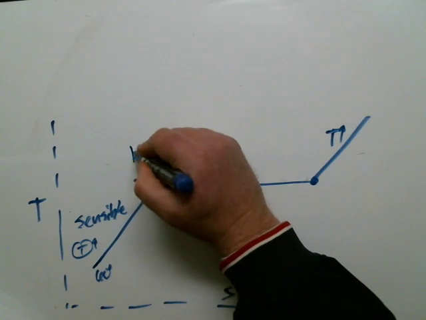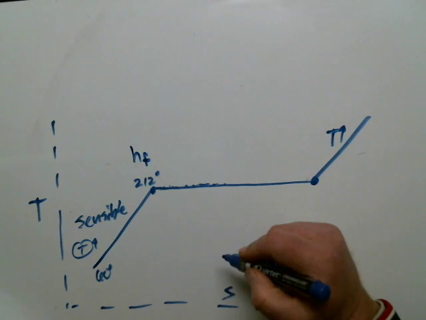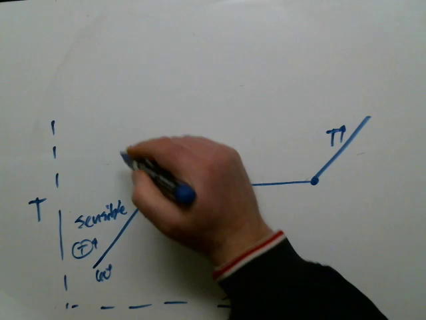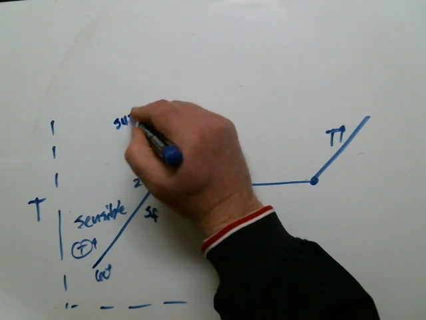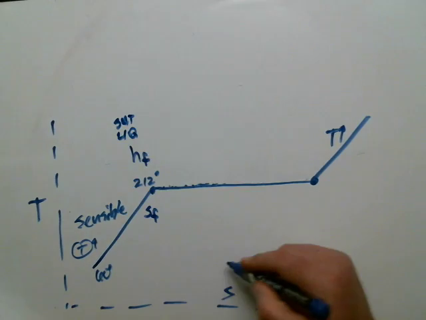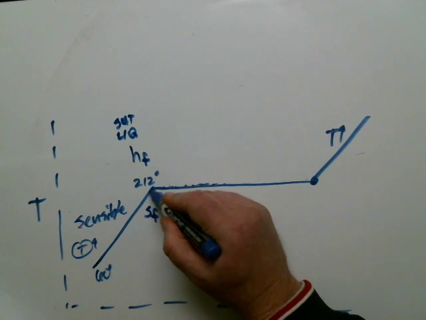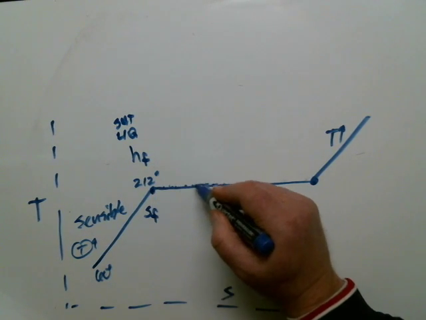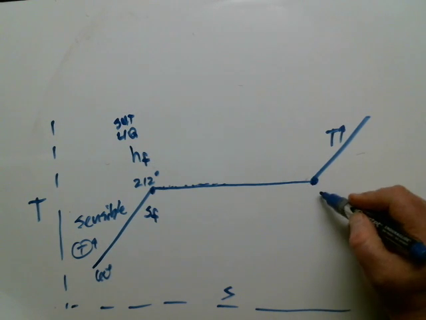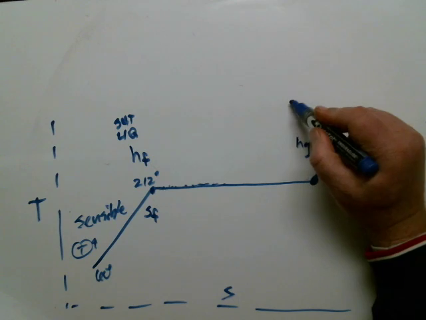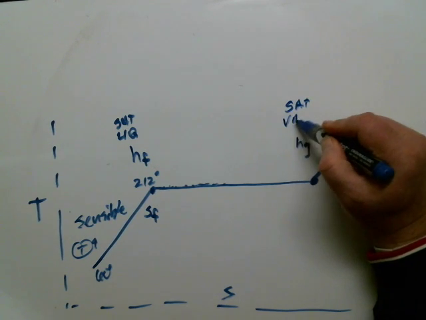We called this point the H sub F point. On this curve it would be the entropy once I become a saturated liquid. The water in the pan has become saturated with energy. Any additional heat would cause vaporization until I got to this point. Now I'm at the G point, we call that a saturated vapor.